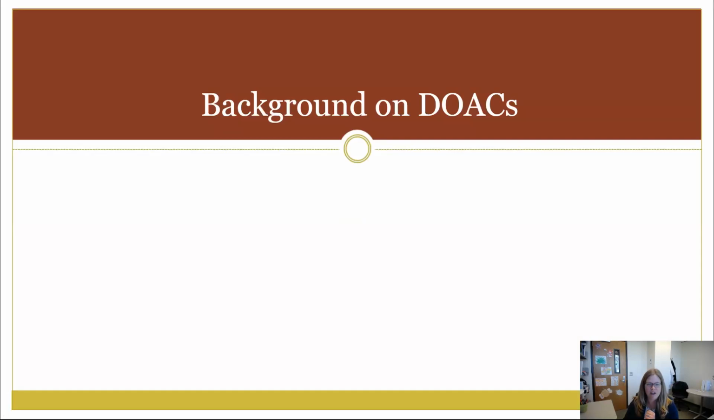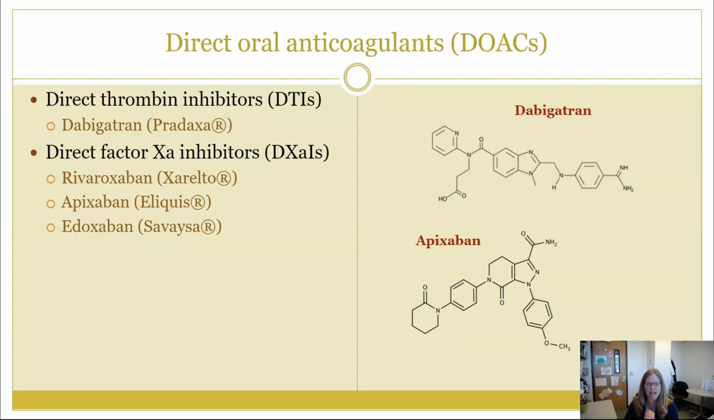So let's get started. The direct oral anticoagulants, or DOACs, really comprise two main groups of anticoagulants. There are the direct thrombin inhibitors, and dabigatran or Pradaxa is an example. And then there are the direct factor Xa inhibitors: rivaroxaban, apixaban, and edoxaban. Here I've shown a couple of structures of these small molecules on the right, dabigatran on the top and apixaban on the bottom.